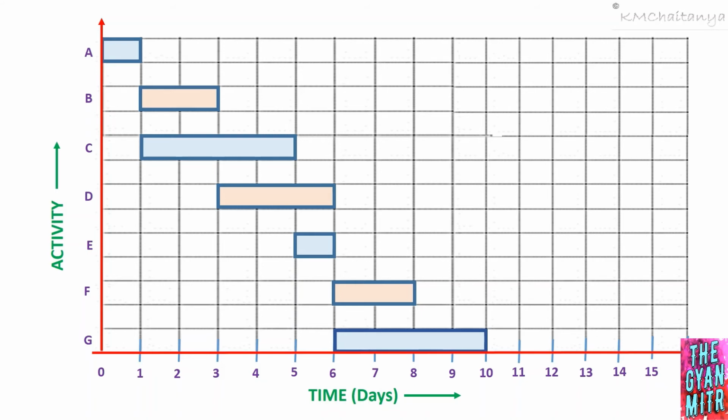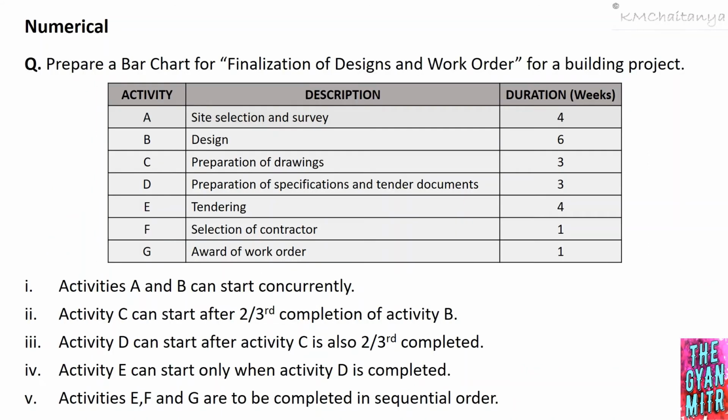Now let's look into one more example on how to draw the Gantt chart. Prepare a bar chart for the finalization of designs and work order for a building project. So here they have given in the table the short form for the activities, the description of those activities, and the duration of these activities in weeks. And in the bottom they have given the different relations between these activities.